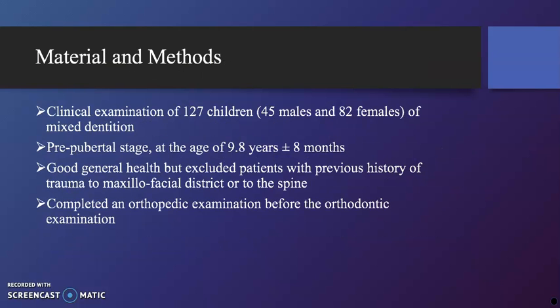So, materials and methods. They had a sample of 127 children, 45 males and 82 females, of mixed dentition. These were kids around the age of 9 years old, pre-puberty, give or take 8 months in age. They were in good general health, but they excluded patients with a previous history of trauma to the maxillofacial area, because trauma didn't develop over time and didn't occur at birth, so it wouldn't be a good representation of the data and how orthopedics and orthodontics are related. And they completed the orthopedic examination before the orthodontic one.